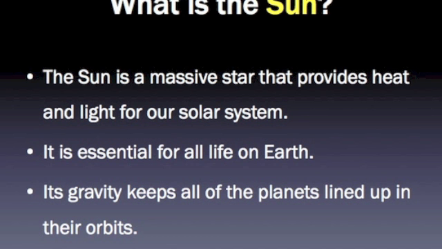Also, we're going to learn about how massive the sun is. The larger mass an object has, the greater its gravitational force. Because the sun is so large, its gravity is going to keep all the planets in line in their orbits in our solar system.